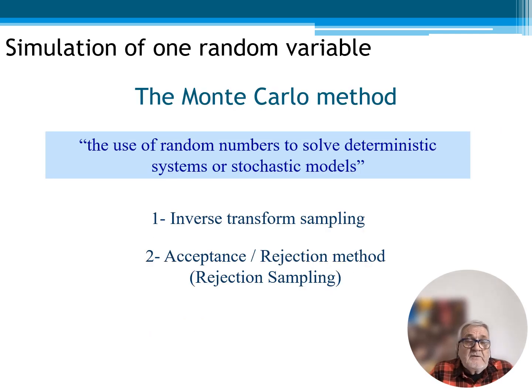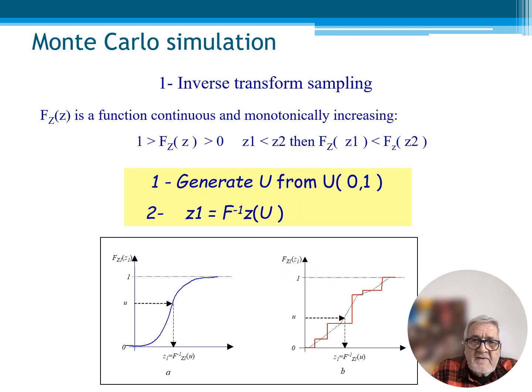Okay, to simulate just one random variable, we are going to use the Monte Carlo method, which means that Monte Carlo is the use of random numbers to solve deterministic systems or stochastic models. In this case, we are going to use it for stochastic purposes, I would say, to sample probability distributions. And there's two basic and most common methods. There's a lot more, but I will present just the most common methods of Monte Carlo: the inverse transform sampling and the acceptance rejection method. Okay, let's start with the first one.